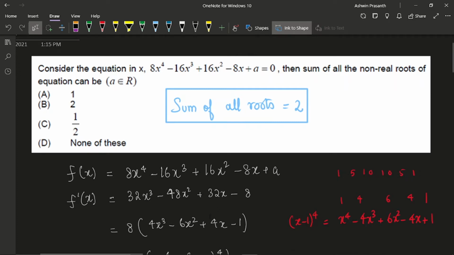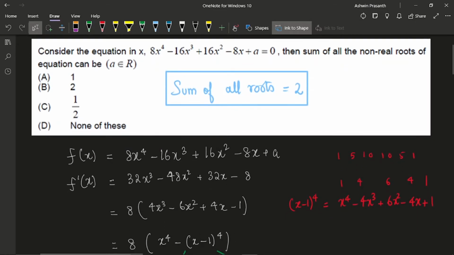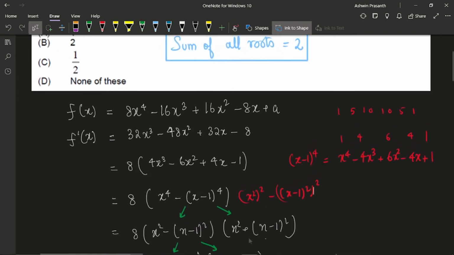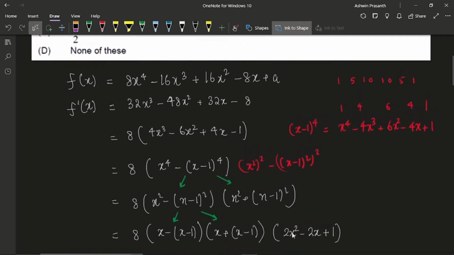Based on this, we can write this expression as x raised to 4 minus (x minus 1) raised to 4. Now we'll use the property a square minus b square is equal to (a minus b) into (a plus b). We write it as (x square) whole square minus ((x minus 1) square) whole square. So we can split it using that property into these two factors. This one can't be split anymore, so we'll just write it as 2x square minus 2x plus 1. This one again we can split using the same property, so this will be equal to 1 and this will be equal to 2x minus 1.